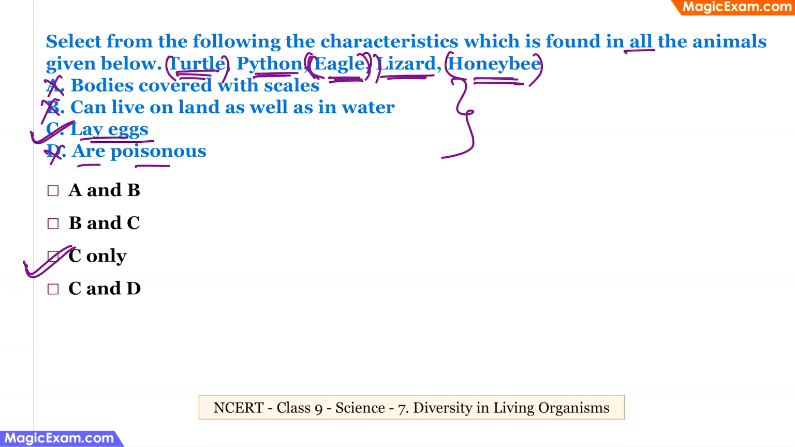And this question has been taken from the class 9 science textbook from a chapter called Diversity in Living Organisms.